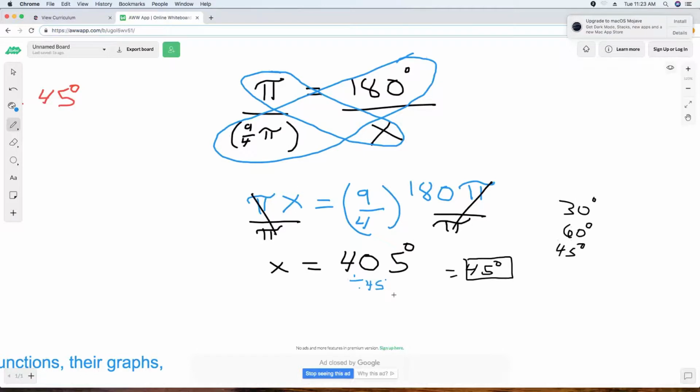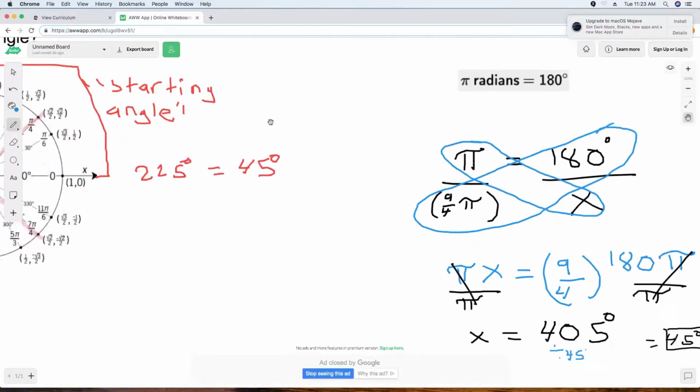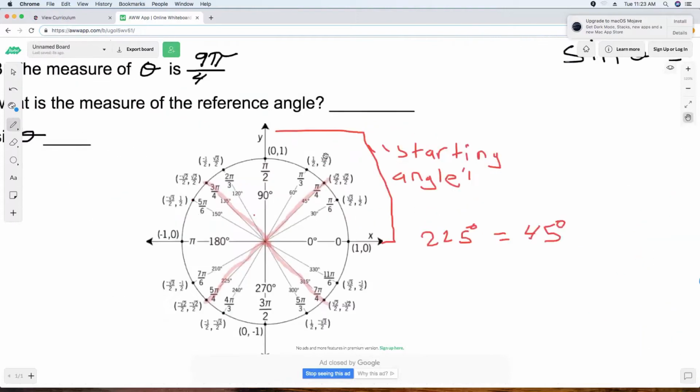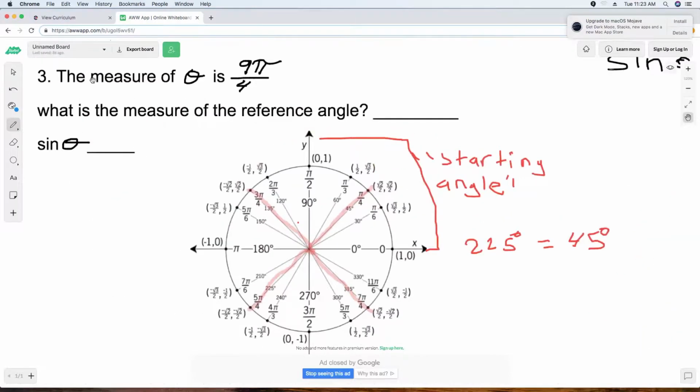Another way to tell what the reference angle is, is by looking at the radians. Let's go back to the unit circle. The measure of angle theta is 9 pi over 4. The only angles in radians that are divisible by 4 are the 45-degree angle ones. You've got pi over 4, 3 pi over 4, 5 pi over 4, 7 pi over 4.